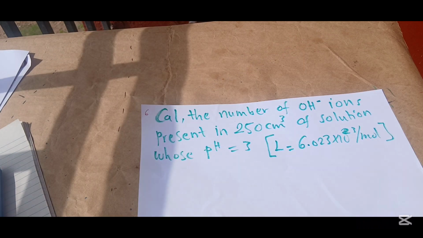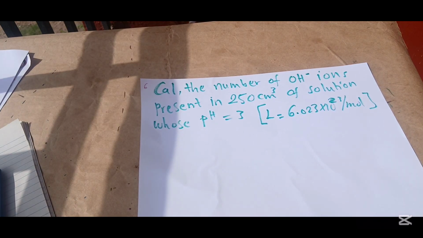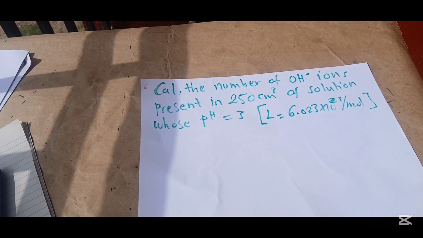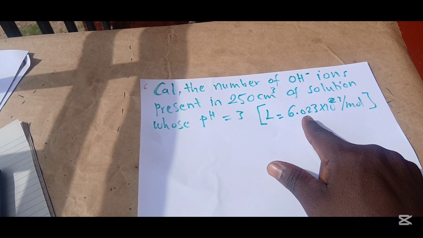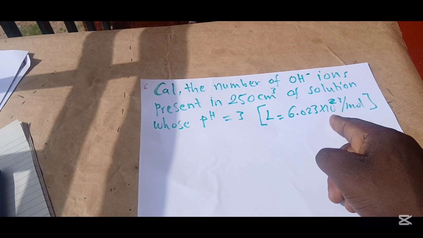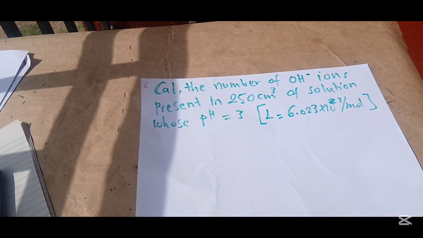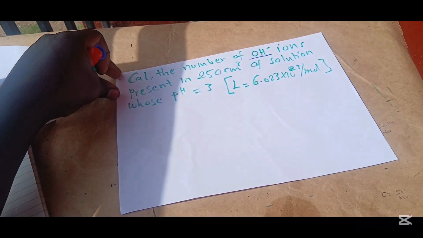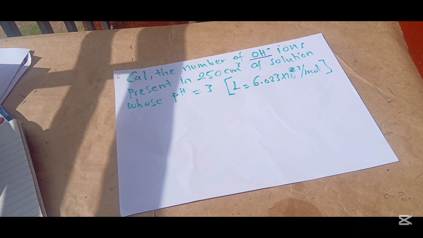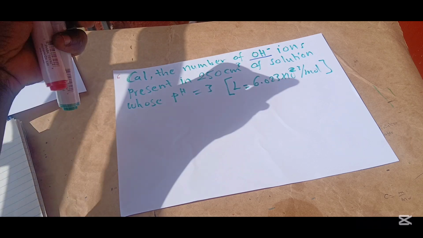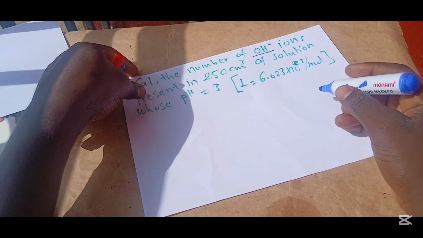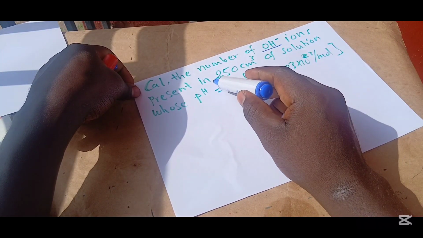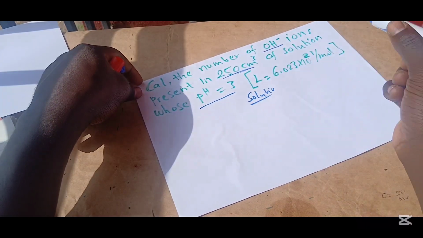Calculate the number of OH ions present in 250 cm cube of solution whose pH is equal to 3. The Avogadro number is given to us to be 6.023 multiplied by 10 to the power 23 per mole. The question is asking us to calculate the number of OH ions. For us to be able to calculate the number of OH ions, we have to know the OH minus concentration. But we have not been given that, but we've been given a certain volume here and a pH here.